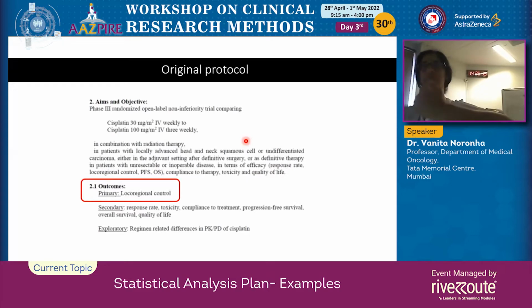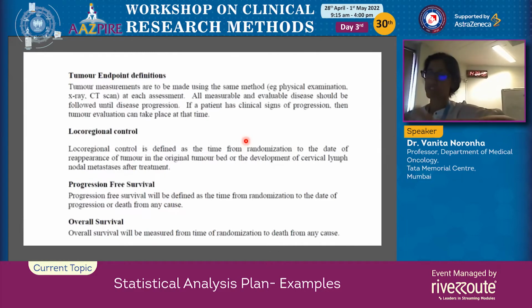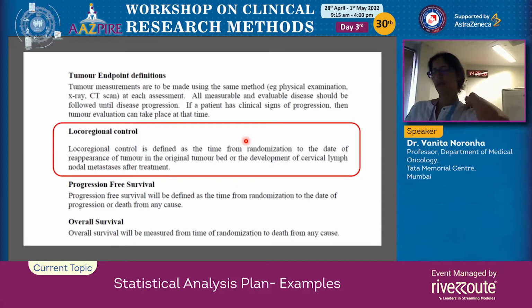Is it a proportion? Is it a time to event? I have not said. And this is my definition: loco-regional control defined as time from randomization to date of reappearance of tumor in the original tumor bed or the development of lymph node mets. Now, what does this sound like? Is it a proportion or time to event? This sounds like time to event, and I thought this is fine. I actually copied this from the landmark trial. That's what you do when you don't know what to write: you look back and see what the leaders have done and you write that.